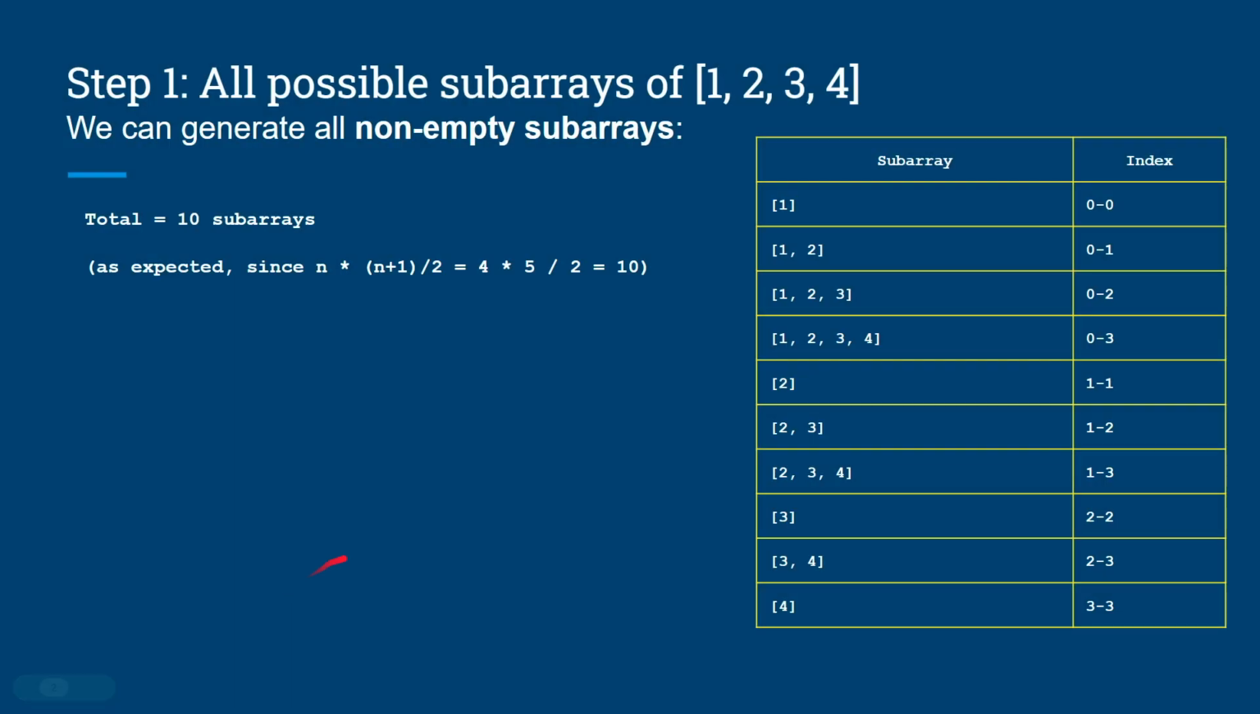Okay, so first, let's understand some steps. The very first step is to generate all the possible subarrays of 1 to 3. Let's suppose we go through the indices, starting from 0, so left and right will both be here, and only one element will be there. That is the first subarray. Then we increase from 0 to 1, and we take from here to here, so it becomes 1 2, then 1 2 3, and so on.